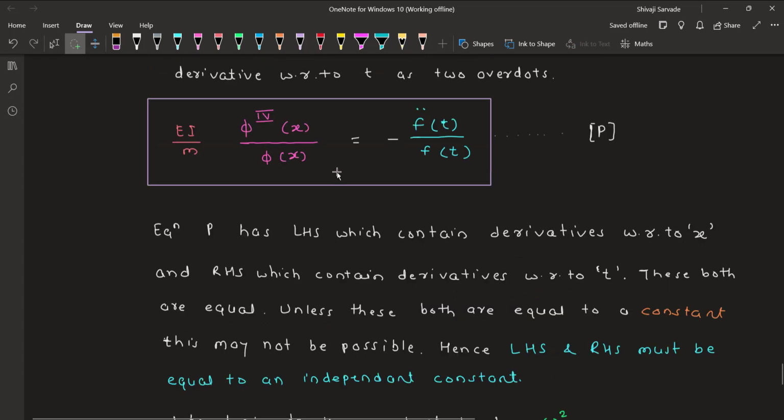Now the left hand side and the right hand side can be equated to ω² independently, and we are more interested in the frequency and the mode shapes, so we are more concerned with the left hand side portion of this expression than the right hand side, which we'll subsequently see in the next part of the derivation. Stay tuned.